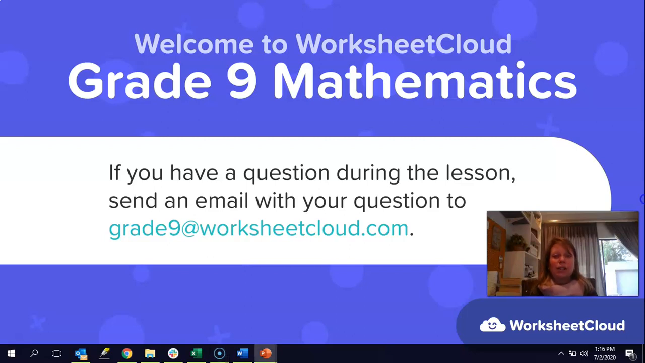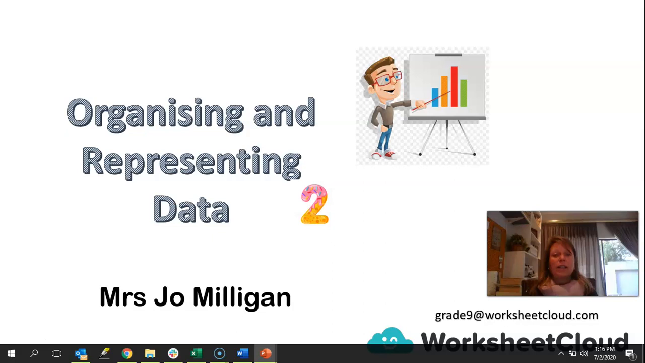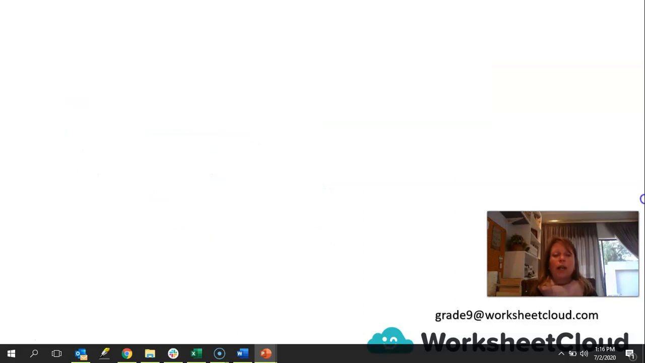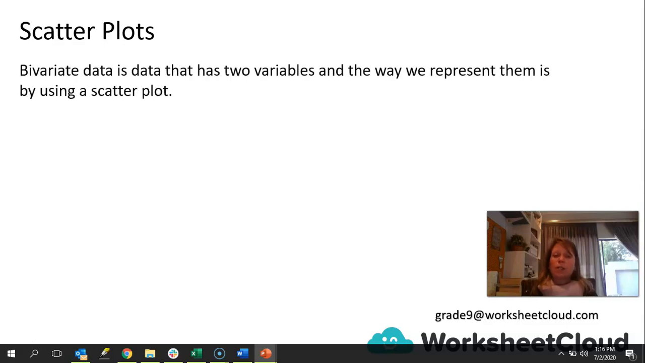So let's get started. We are going to be looking at organizing and representing data, and in particular today we are going to be looking at scatter plots. So let's just have a look at what a scatter plot is and why we would use it. We talk about bivariate data, and that has two variables, and so we represent them by using a scatter plot.